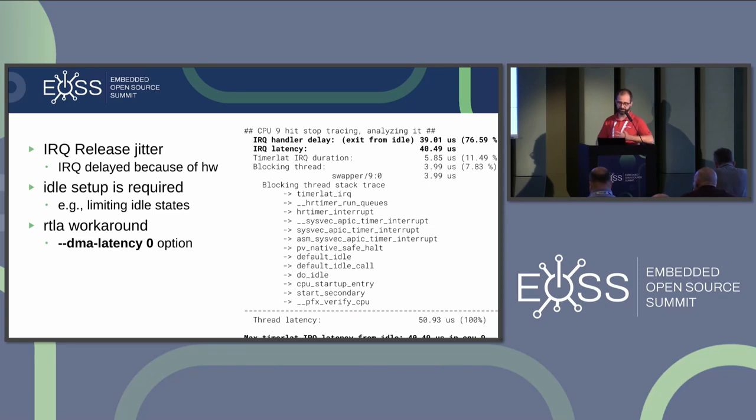You don't need to try to interpret it too much. Another example is when we don't have the system set up with idle set up correctly, so I can have an exit from idle latency. And the auto-analysis can show you here, okay, there was an IRQ handler delay, but it is an exit from idle use case. If there were interrupts here postponing it, it would also show.